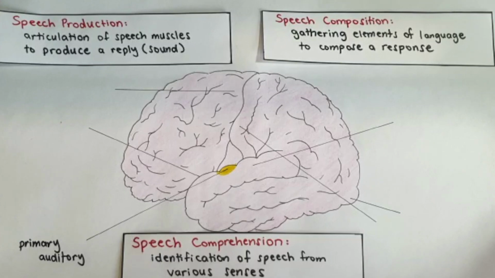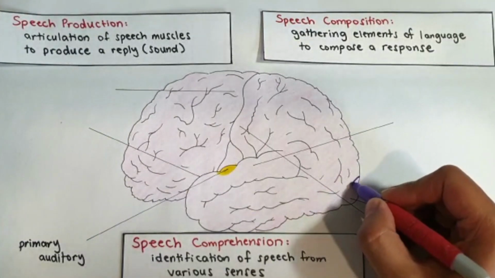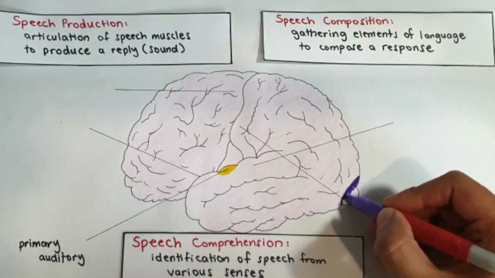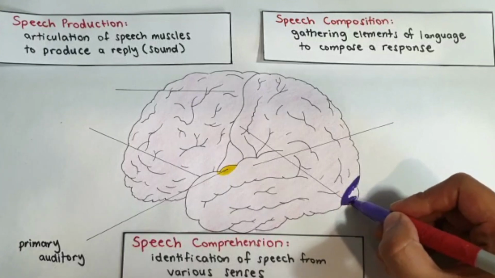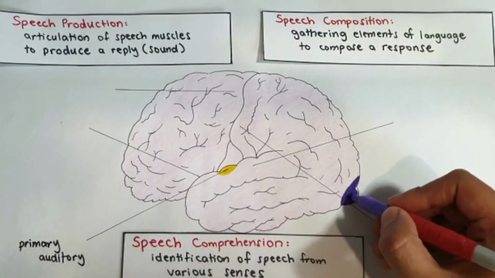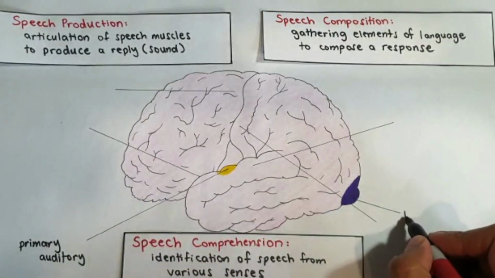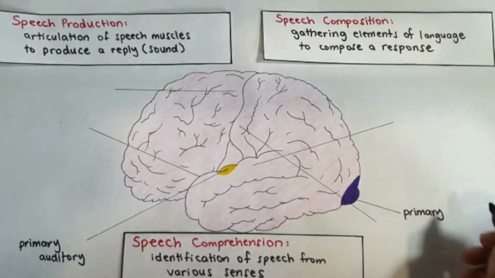The second area I'm going to identify based off speech comprehension is actually vision. So when we see a word that's written somewhere, that is processed by the primary and secondary visual areas in the occipital lobe. So here we can say this is our primary visual area.